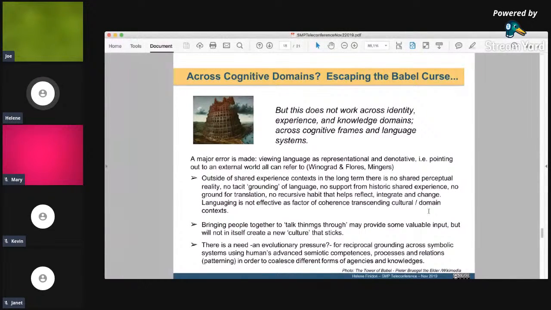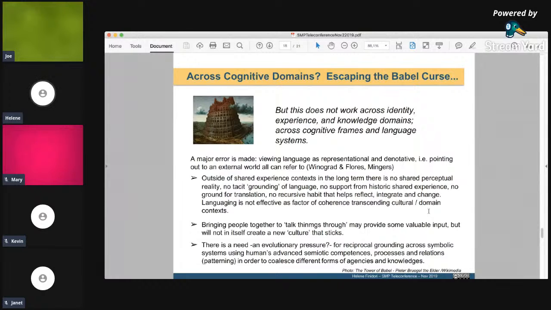And the major error that is made is to view languages as representational and denotative, so pointing to an external world or experience that everybody can refer to. But outside of shared experience context, so cultural context, in the long term, there's no shared perceptual reality or experience, and no tacit grounding of the language to support from historic shared experience. And there's no ground for the translation or recursive habit that helps reflect, integrate, and change. So languaging is not effective as a factor of coherence that can transcend cultural and domain context.